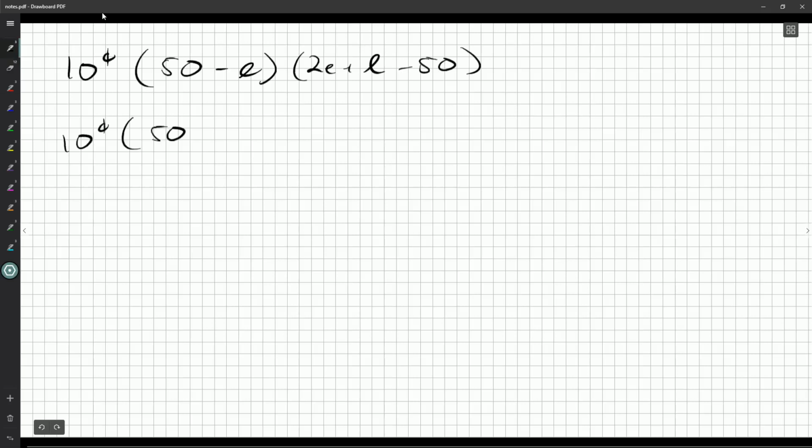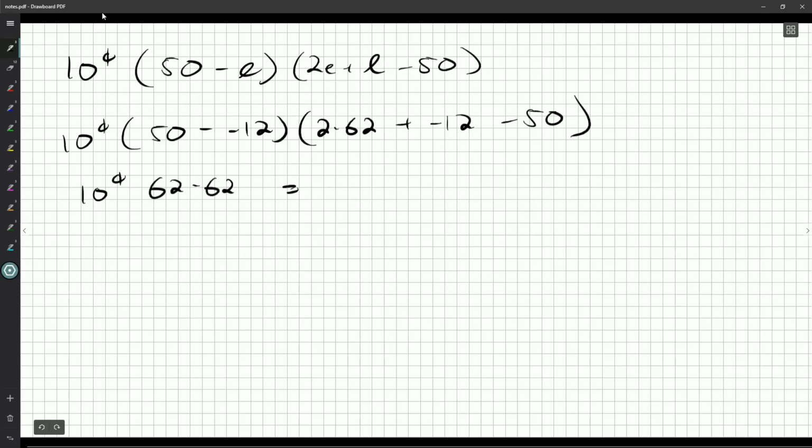So we could get 50 minus L is 50 minus negative 12. 2 times 62 plus negative 12 minus 50 will end up being 10 cents times 62 times 62. And just grab our calculators here. 62 times 62. And multiply by 10 cents. We're going to have 38,440 cents. Move the decimal place over 2 points. We will get $384.40.